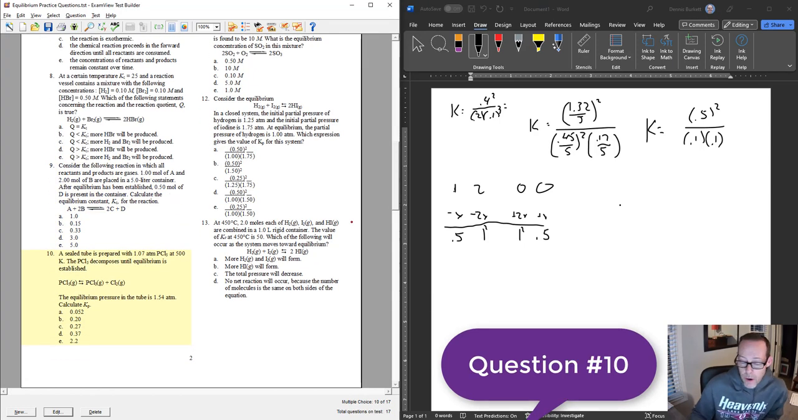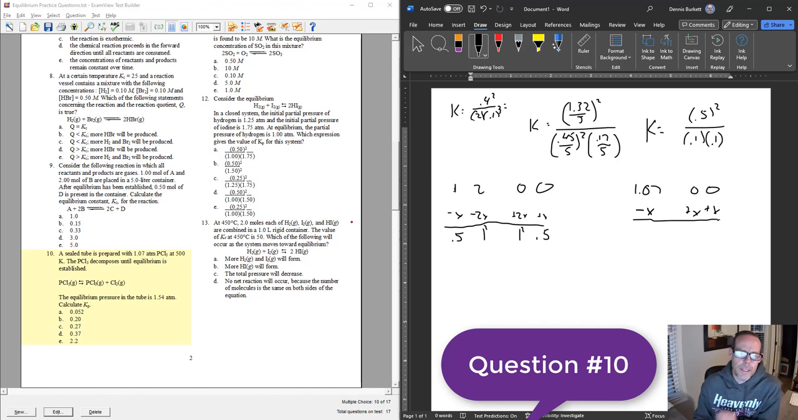All right, 10 is a great question that people had questions about just about every year. Not many people figured this out on their own. So this might be the only question you look at. So another ice table. I've got 1.07, I've got 0, I've got 0, I've got plus x, plus x, minus x. And this is like that one problem I did on the board a couple weeks ago with making ammonia. So anyways, it's kind of like that.